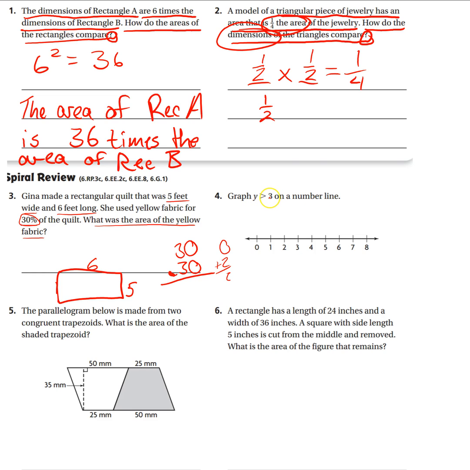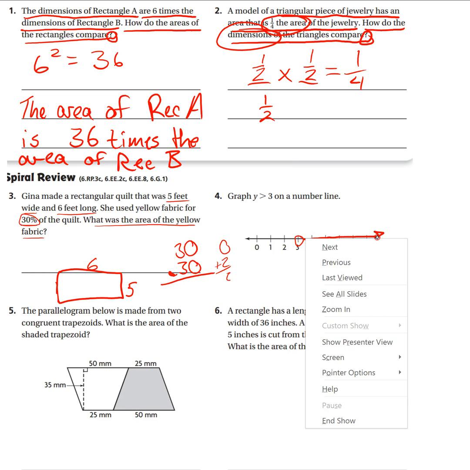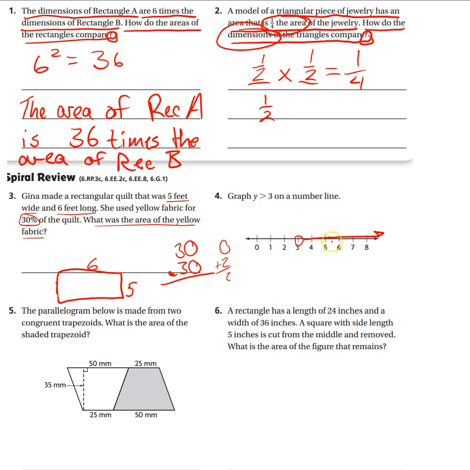Okay, graph y is greater than 3 on the number line. Okay, so I know I'm going to put a circle at 3. Because there's no equal sign underneath, I'm not going to shade that circle in. I'm not going to shade my bubble in. And then y can be anything bigger than 3. All the numbers to the right of 3 are bigger than 3. So your arrow is going to go to the right. And there's my graph, done.